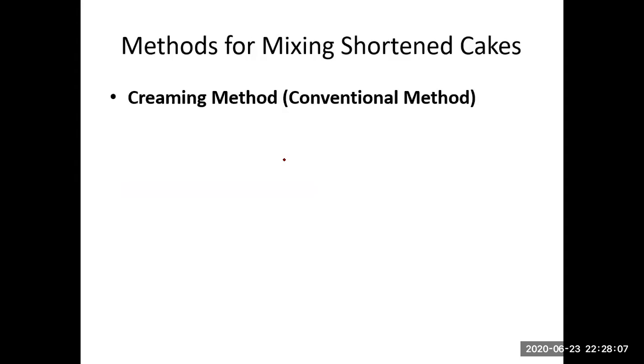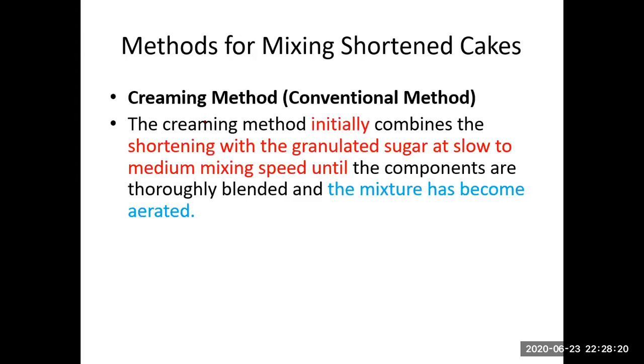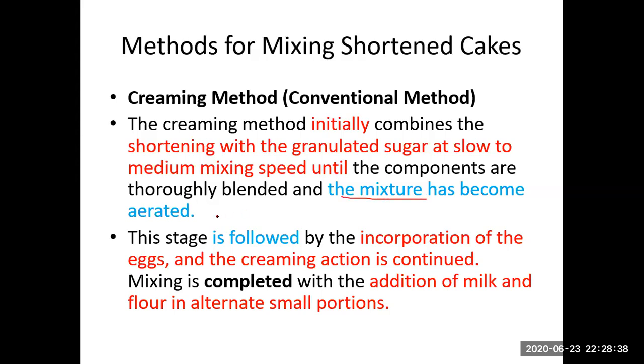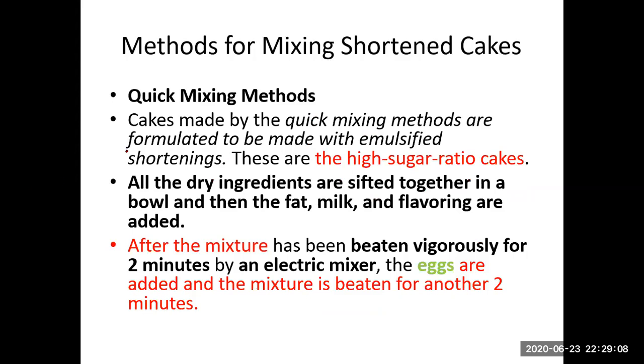Now the methods for mixing shortened cakes. What will the method be? We can prepare these cakes by two methods. One is the conventional method, another is the quick mixing method. What happens in the conventional method? Initially, the fat or shortening and granulated sugar are mixed, mostly as a liquid mixture, for preparing the cream, or we can also say the mixture becomes aerated. After that, we add eggs to that mixture, and the creaming action continues. That means after some time of beating the fat and sugar, we add eggs, and after the egg is incorporated, we add some milk and flour, and after that it goes for baking. That is called the conventional method. Another is called the quick mixing method.